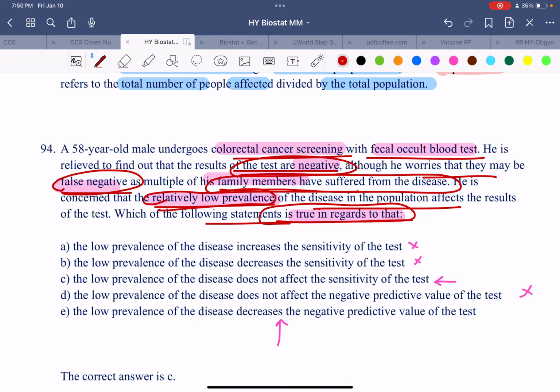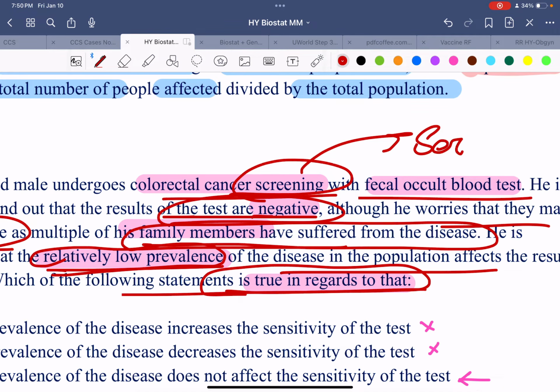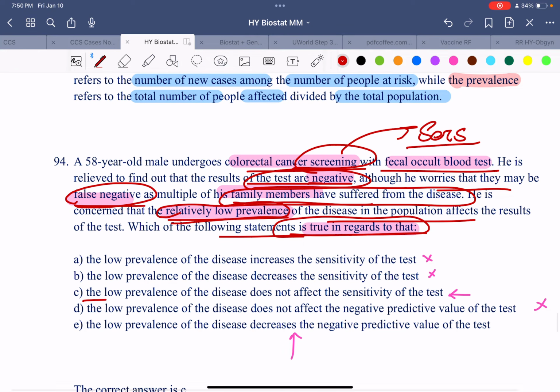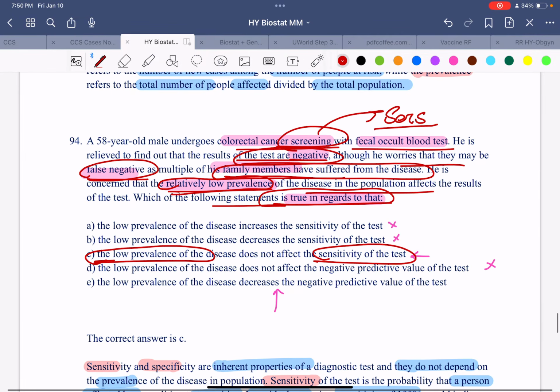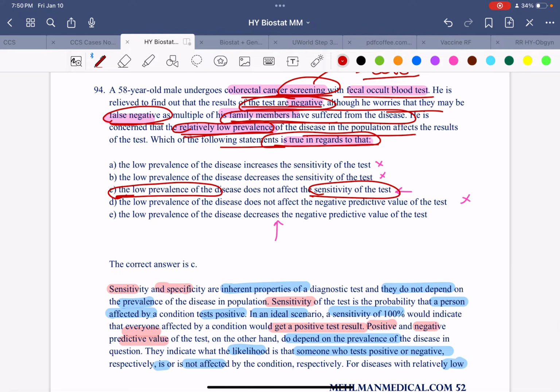And what is he concerned about? He is concerned about whether the negative result that he got was actually a false negative, right? So in this particular situation he wants to know whether he is actually a true negative or not, and whether the test is excluding the disease from him or not, right? And it's a screening test, right? So for a screening test, remember, what's the most important criterion? The most important criterion for a screening test is sensitivity, right? And here we know that the sensitivity of a test is not affected by the prevalence of the disease. Therefore, the correct answer would be C. You don't have to worry that the test has low prevalence or whatever.